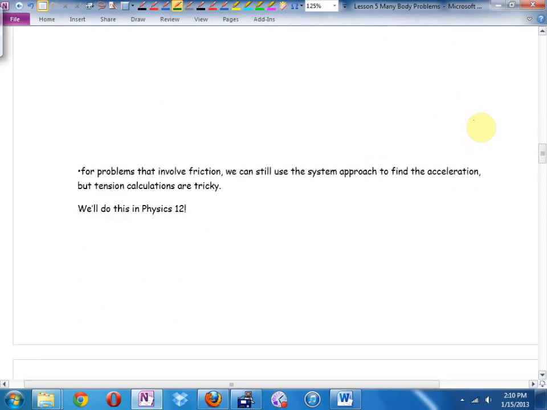Then I wrote at the bottom of this page, for problems that involve friction, we can still use the system approach to find acceleration, but the tension calculations are tricky. We'll do this in Physics 12. I can't remember why I said that. I may do this with you guys in Physics 11. We'll see. Friction doesn't make things that much harder.